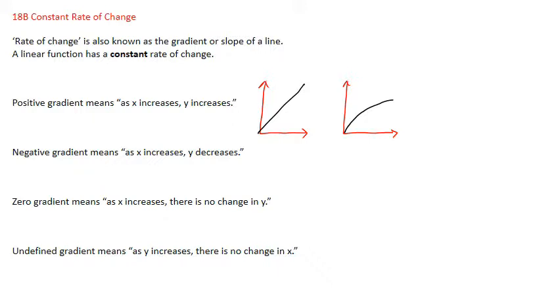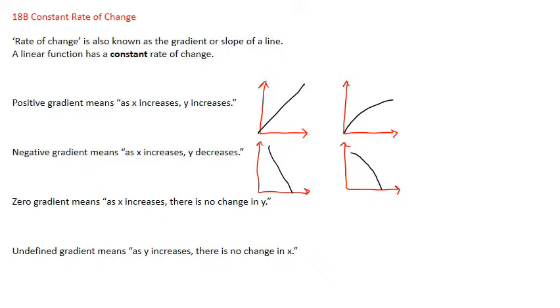A negative gradient means that as x increases, y decreases. So that means either a straight line going down, so as x increases left to right, y is getting less and less. You can also see that in curved lines, so maybe a line that goes like that. Still the same, even though it's curved. The gradient varies at different points, but it's always negative.